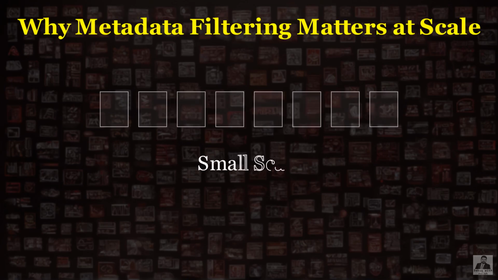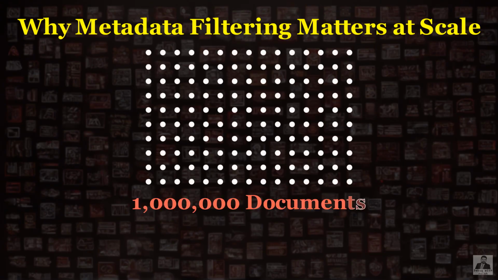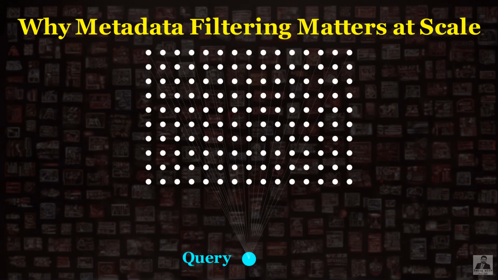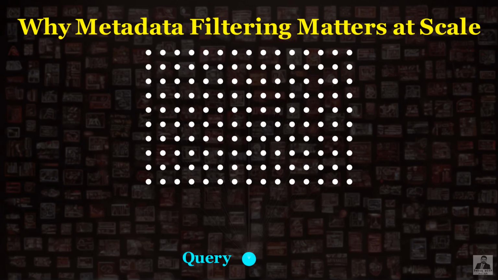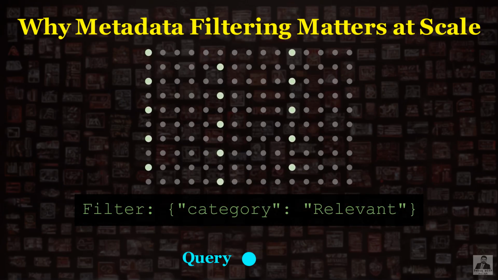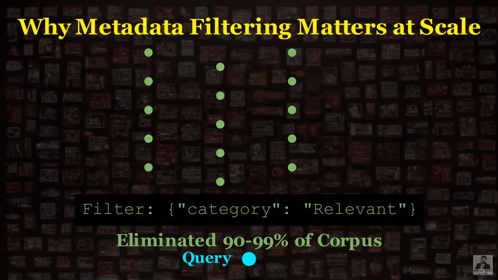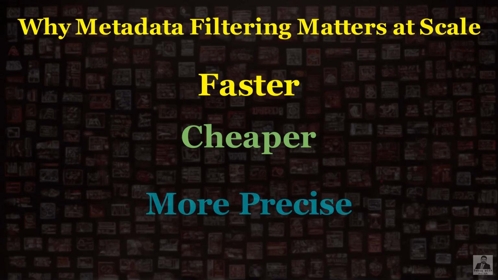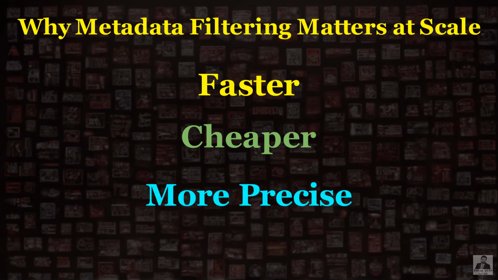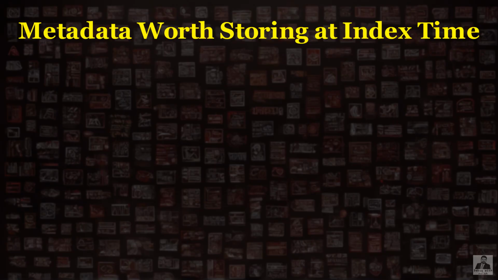At small scale, metadata filtering is a nice to have. At 1 million documents, it is essential. Without it, every query compares the query embedding against every stored vector. With a well-designed metadata schema, you can eliminate 90 to 99% of the corpus before semantic search runs. This makes retrieval faster, cheaper, and more precise because the model is no longer distracted by documents from completely unrelated categories. The metadata you can filter on is only as useful as the metadata you stored at index time.